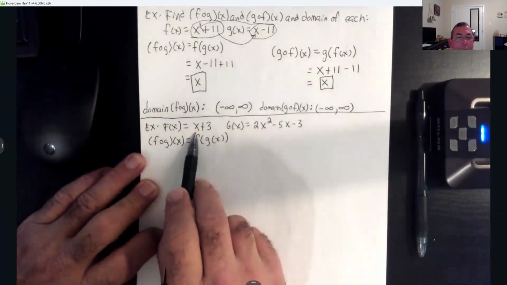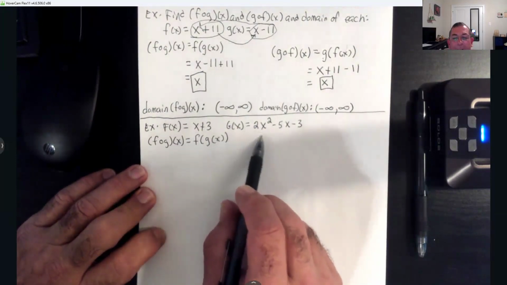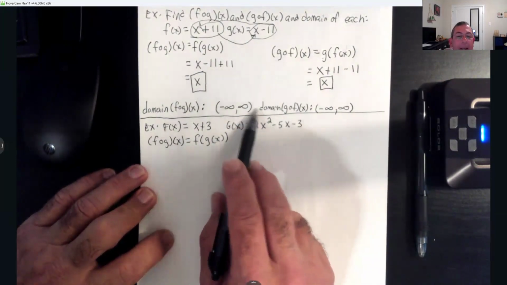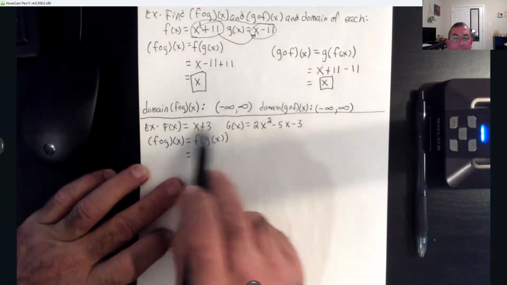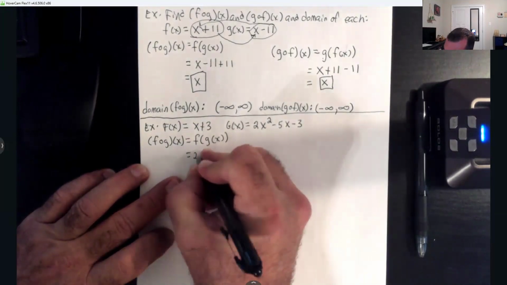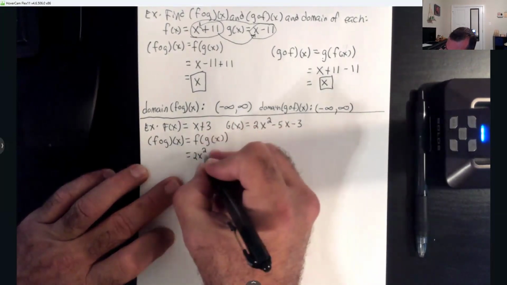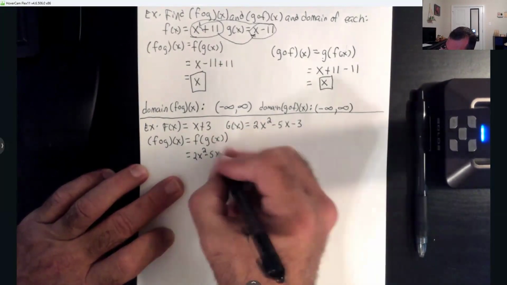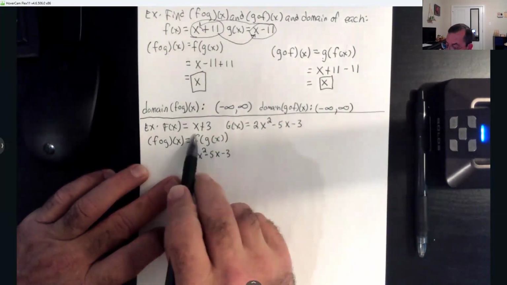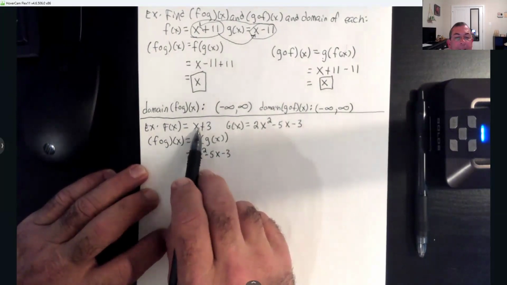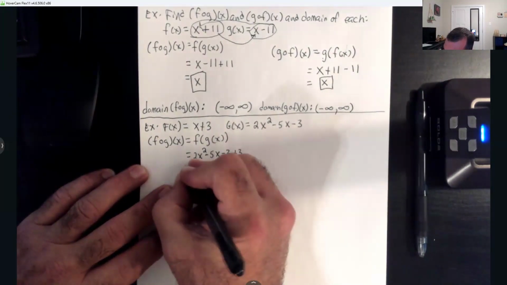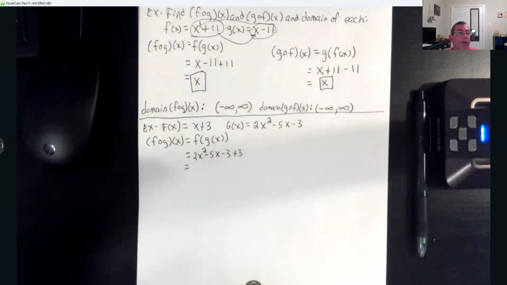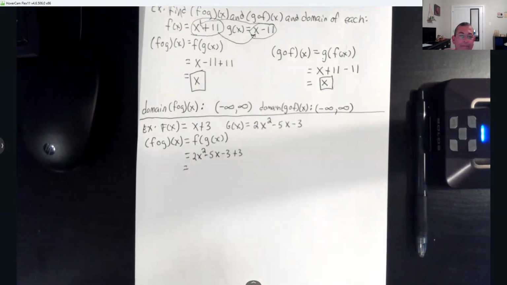So I'm going to take this f equation and I'm going to put this entire G of x in for that x. So putting in G of x for that x, I'll have my 2x squared minus 5x minus 3. And then that puts in for the x, and then I still have a plus 3. And y'all, guess what? There's only one thing I can do to that. And that's add that little bit of like terms.